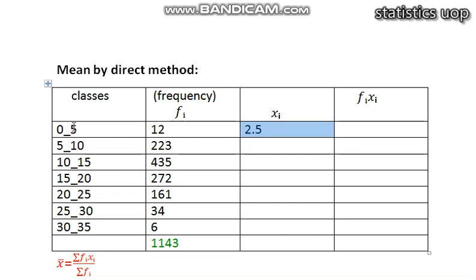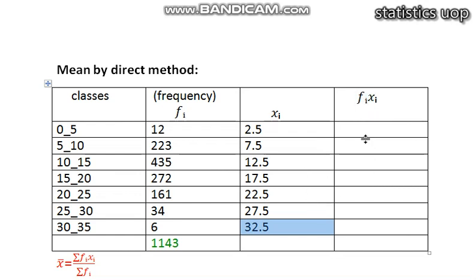What is class length? Class length is the difference between the upper class limit and the lower class limit. That is the difference between 5 and 0. So in this case the class length is 5. So 2.5 plus 5, we get the next value of x, that is 7.5. Again 7.5 plus 5 we get 12.5. 12.5 plus 5 is 17.5. 17.5 plus 5 is 22.5. 22.5 plus 5 is 27.5. 27.5 plus 5 is 32.5.